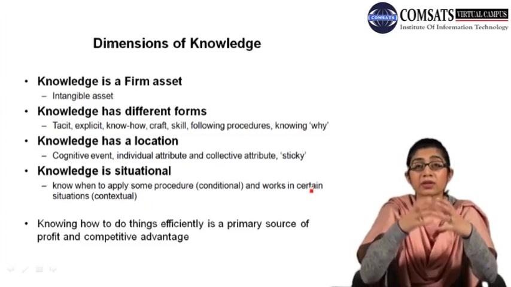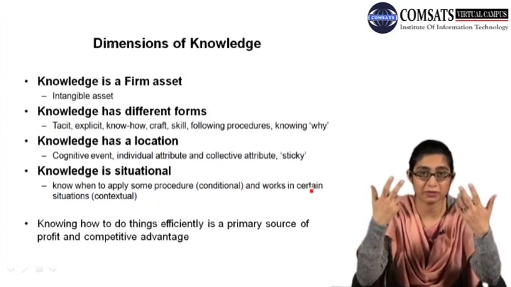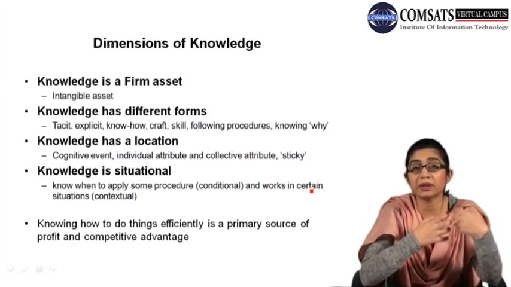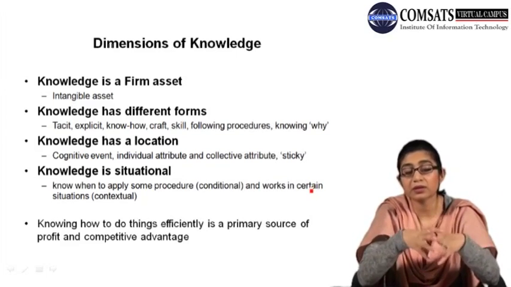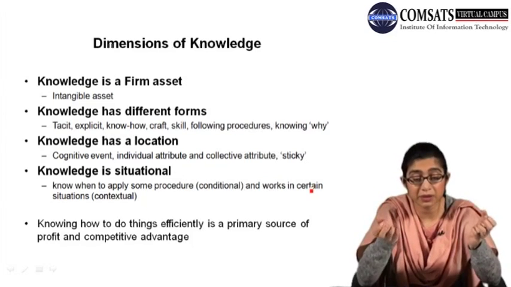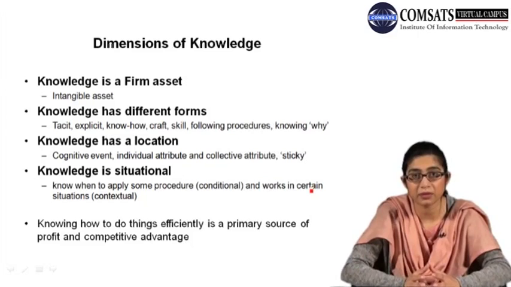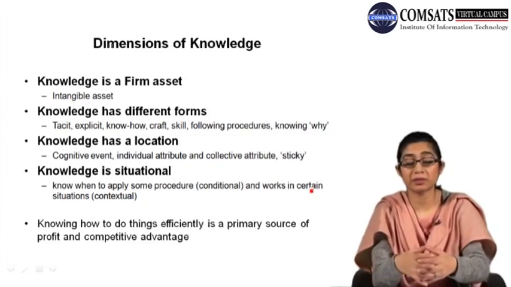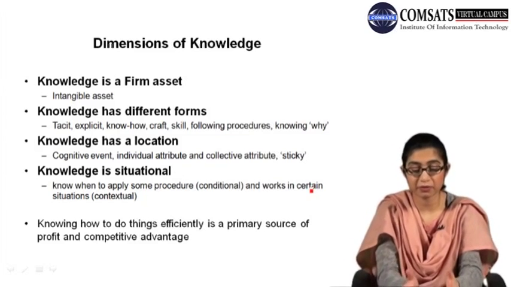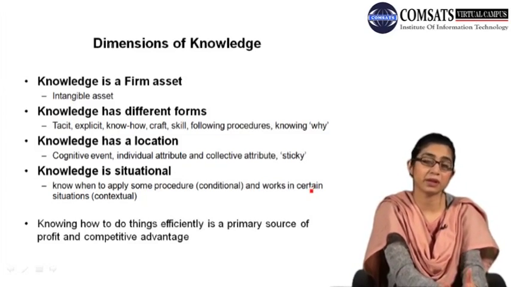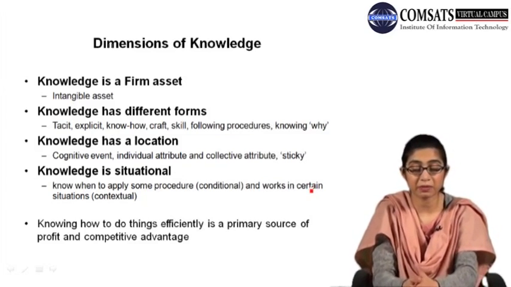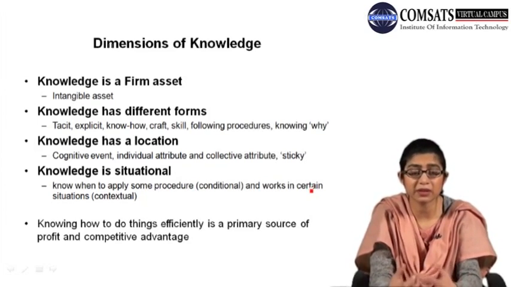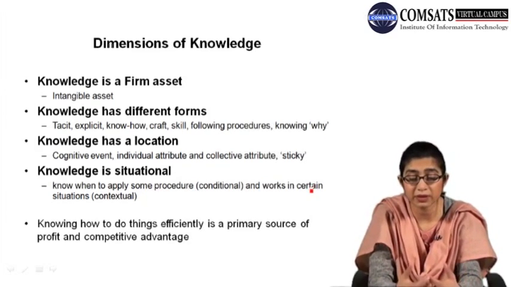Location means that it is a cognitive event. Cognitive event, something that happens in the mind. So knowledge is sometimes in the minds of the people, so it can be an individual attribute as well as a collective attribute. Collective attribute means that people are sharing a certain knowledge as well. So either it is present in the minds of the people or it is being shared. And when it is shared, it is, for example, present in the libraries, it is present in the documents, it is present in certain kinds of presentations. So knowledge is placed everywhere. You can find knowledge in all of these places.